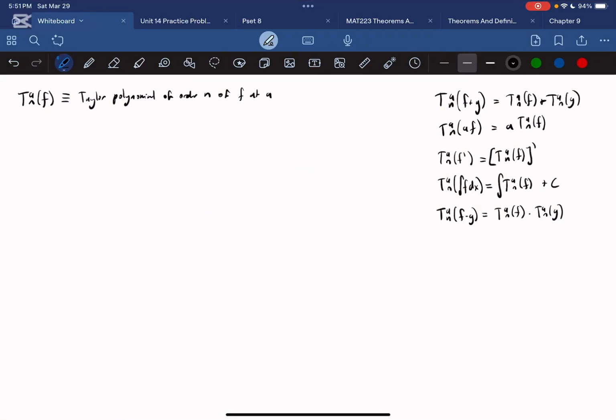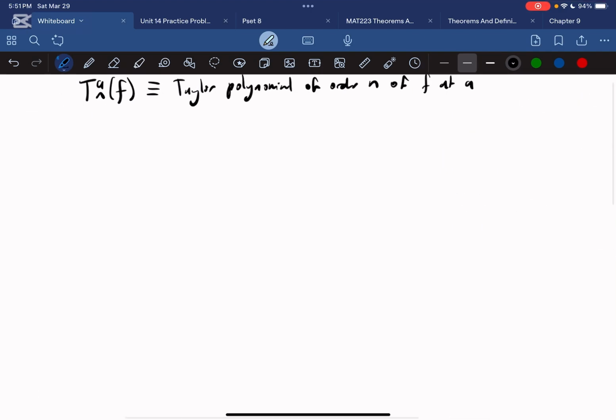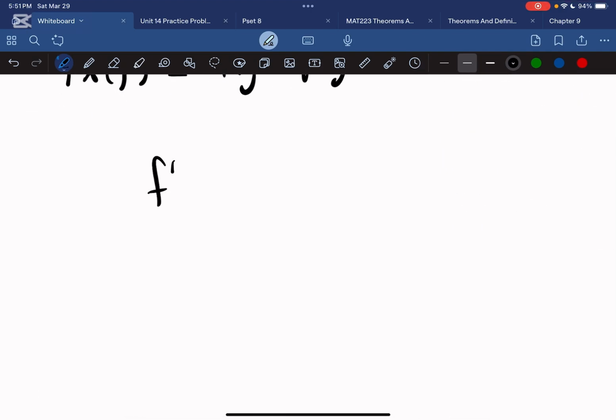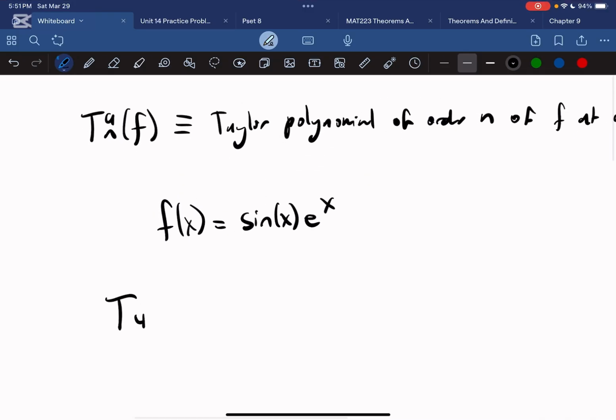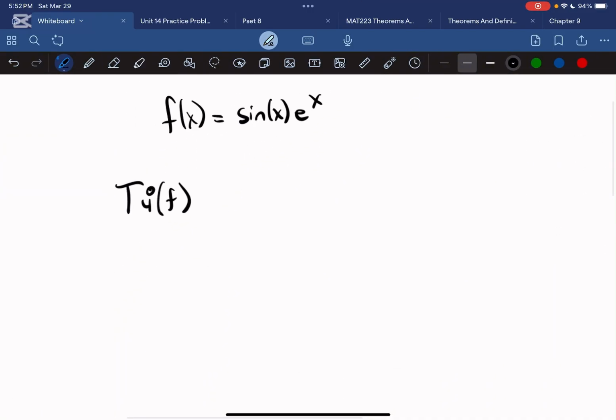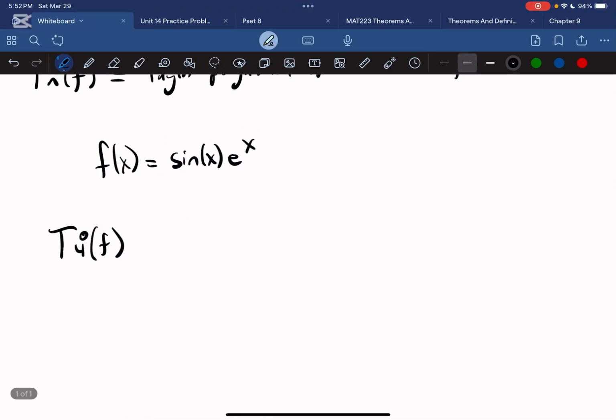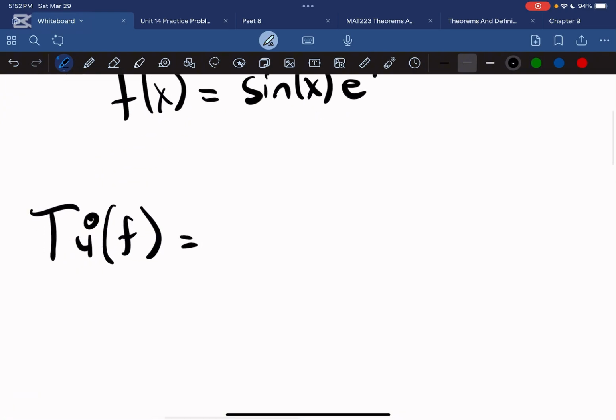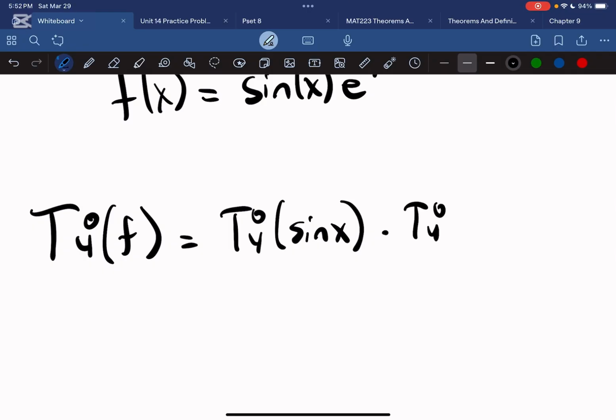So now let's illustrate this with an example, and you can do this example with me, or on your own. f of x is sin x times e to the x. Let's find the fourth Taylor polynomial centered at 0, so this would be T_4,0 of f. I'll let you do it on your own and come back, knowing everything we just said. Okay, so let's define this: we can write it as T_4,0 of sin x times T_4,0 of e to the x.